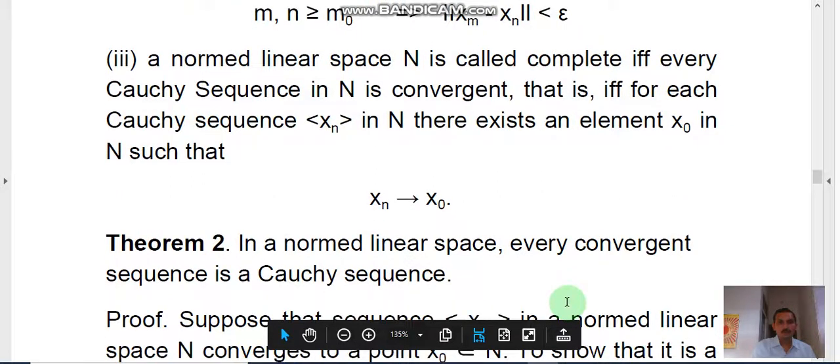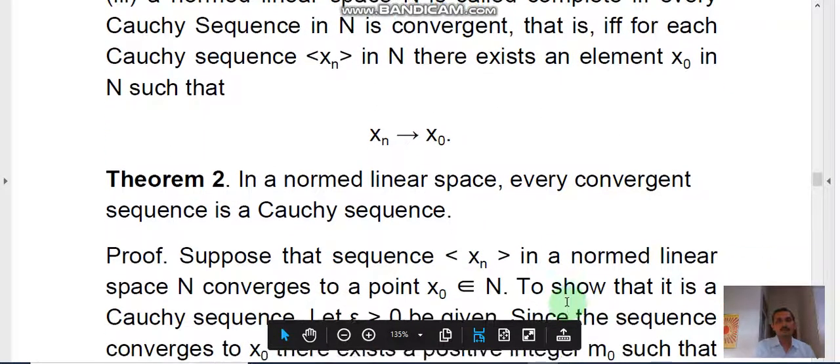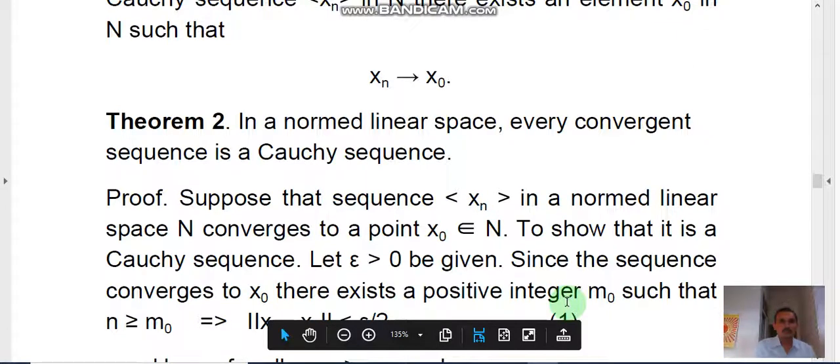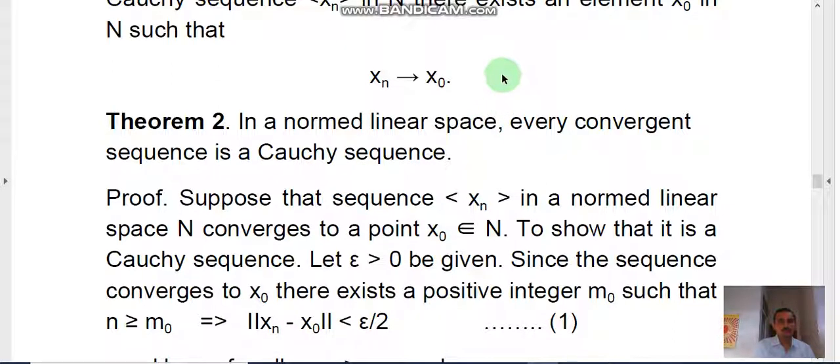So based on this, we consider a theorem: in a normed linear space, every convergent sequence is a Cauchy sequence. Here the properties are similar to metric spaces. In metric spaces we considered the distance, the metric, and in a normed linear space we consider the norm. Almost similar property, so this theorem is also similar.